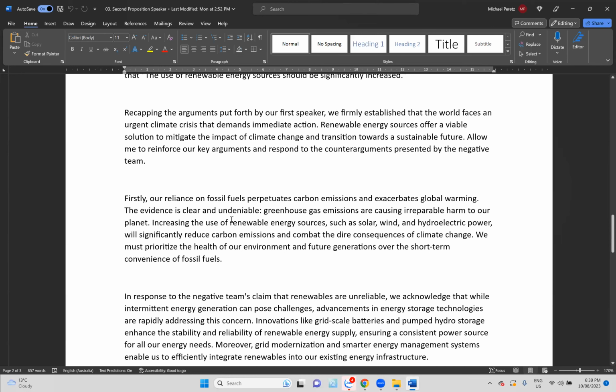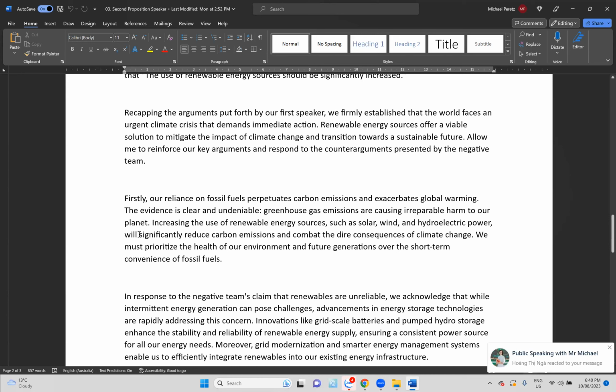The evidence is clear and undeniable. Greenhouse gas emissions are causing irreparable harm to our planet. Increasing the use of renewable energy sources such as solar, wind, and hydroelectric power will significantly reduce carbon emissions and combat the dire consequences of climate change. So again, making this a very serious issue and saying that green energy is the way to go to stop these problems or reduce the impact of these problems.